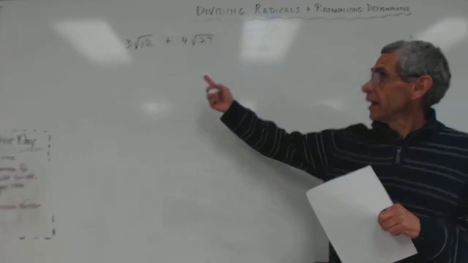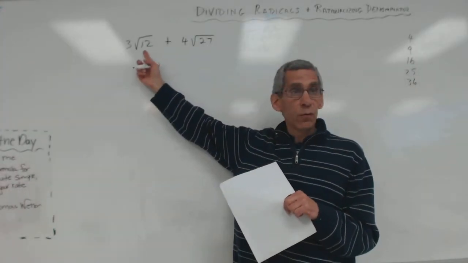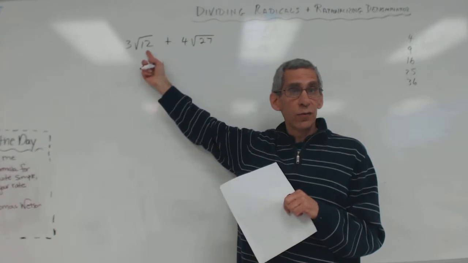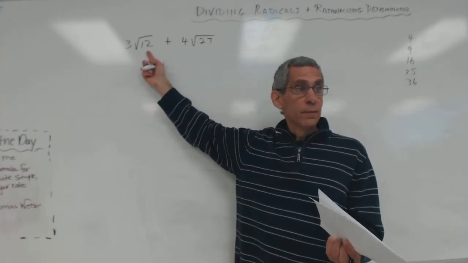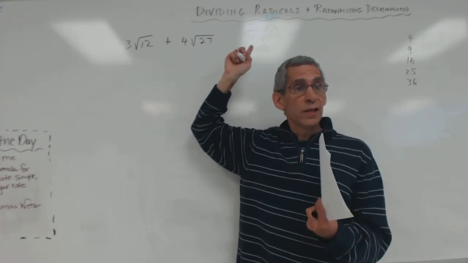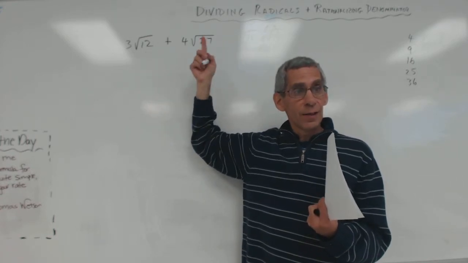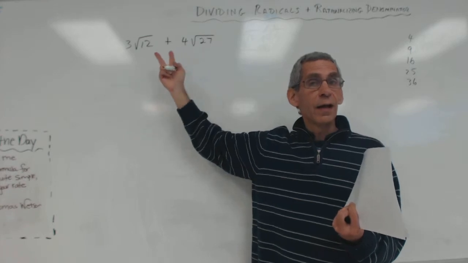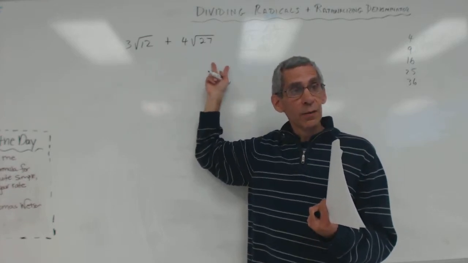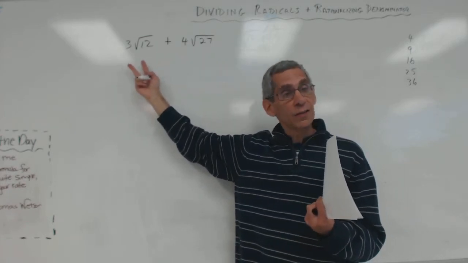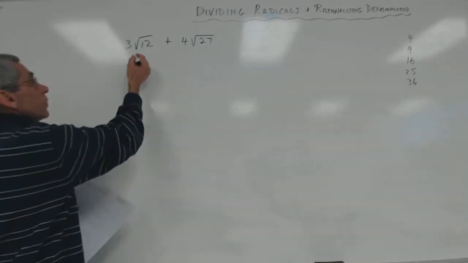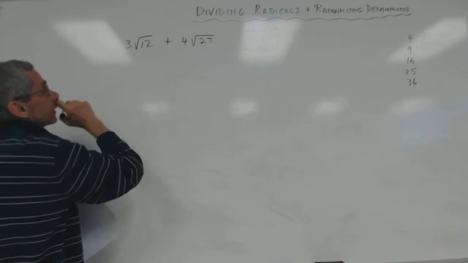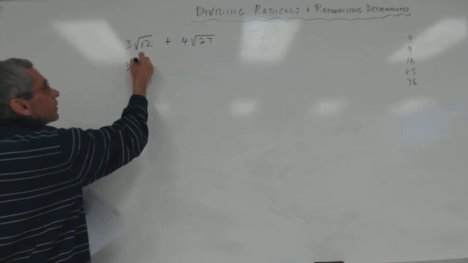Can I add them when the numbers are different under the radical sign? No. So what do I try to do? Simplify them to have the same. I do what we just did with the square root of 32. I simplify them, right? And I'm hoping that when I simplify them, I will actually have the same number under the radical sign. Remember that?